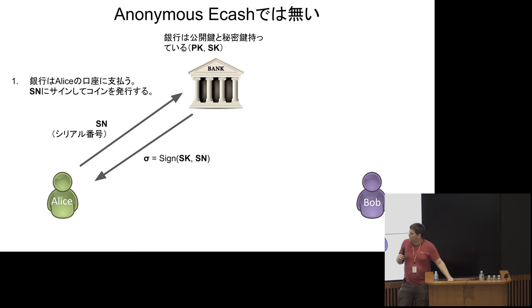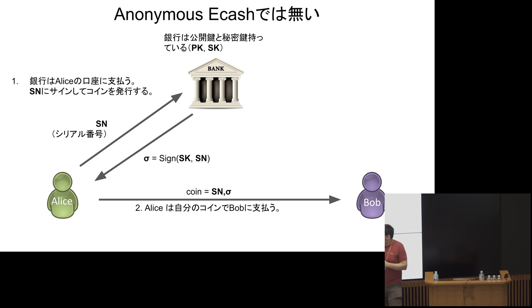And then when Alice wants to buy something from Bob, the way that she does this is that she sends her coin to Bob, and her coin consists of her serial number and a signature that shows that the serial number is, in fact, authorized by the bank. Bob gets this, but there's a problem here. Bob doesn't know if Alice has sent this to someone else, right? Alice could send this to like 50 different people. So the bank is required to detect and prevent double spending.